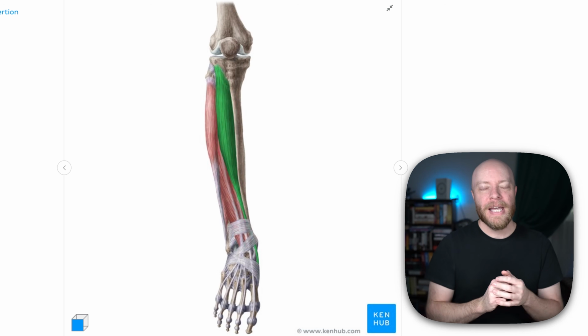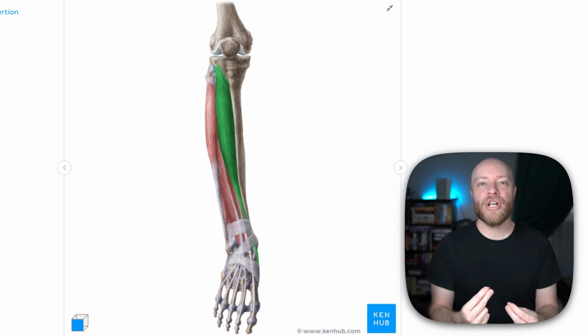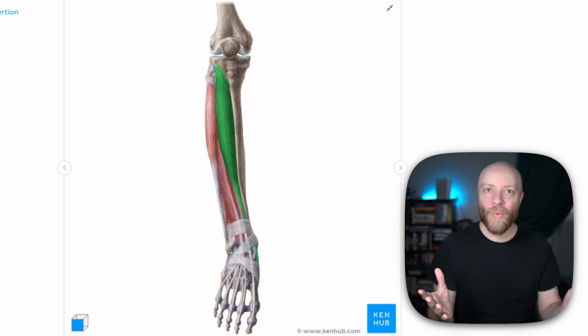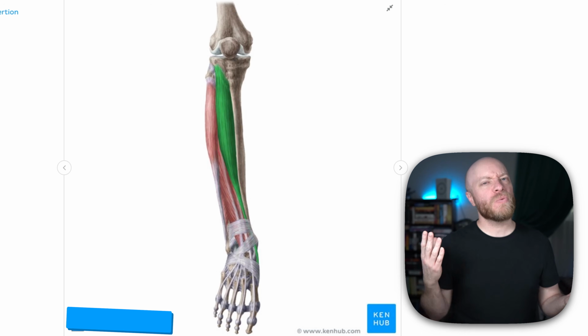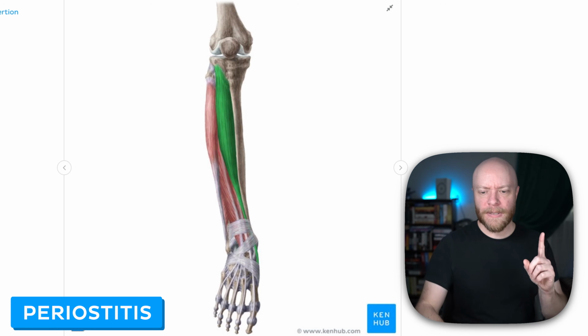But let's go ahead and learn everything you need to know about the tibialis anterior, because this muscle, as thin as it is, has a very unique relationship with the tibia, and that's why it creates or influences shin splints, which is really called periostitis. Now let's explain how this works.